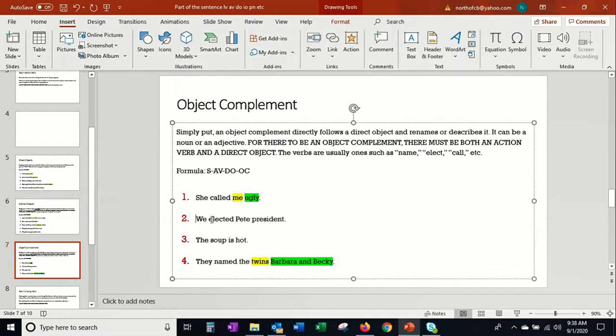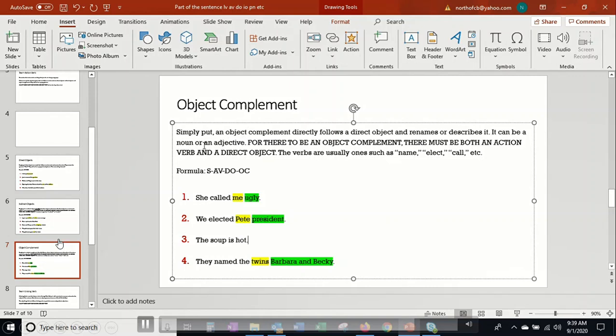Look at number 2. We elected Pete president. Elected. Who elected? We. Elected who? Pete. So there's our direct object. We elected Pete. Who's president? Well, Pete is. Again, it comes back and it renames or describes the direct object. It comes backwards. So we went forward to Pete. Elected who? Pete. Now president is coming backwards to describe or rename Pete. That's an object complement. Number 3, the soup is hot. Verb is, stop. Remember this. These things only exist with action verbs. The soup is hot. Is is the verb, but that's a linking verb. It cannot be an object complement.